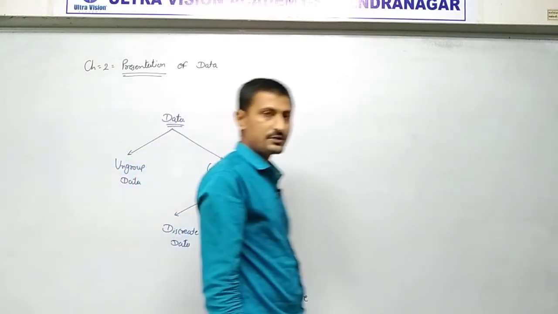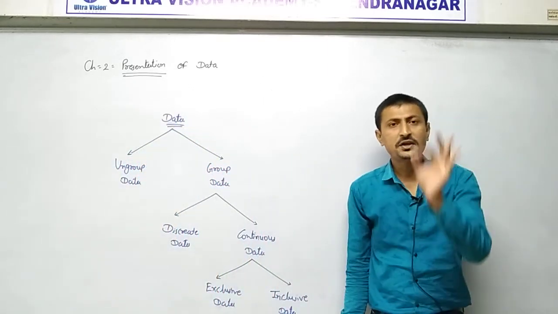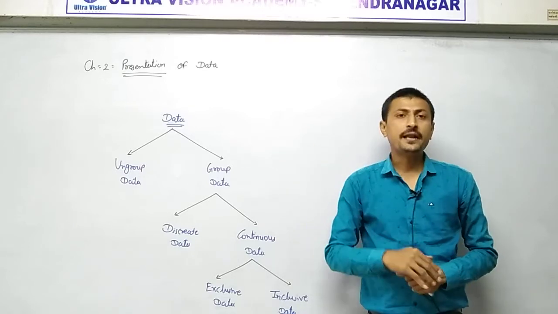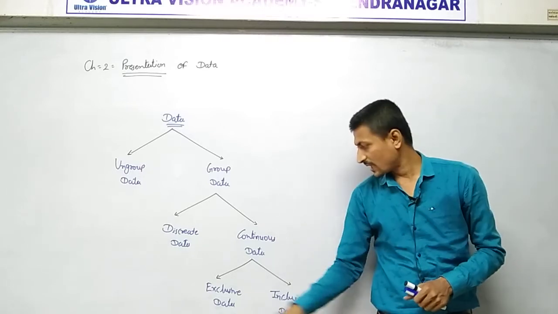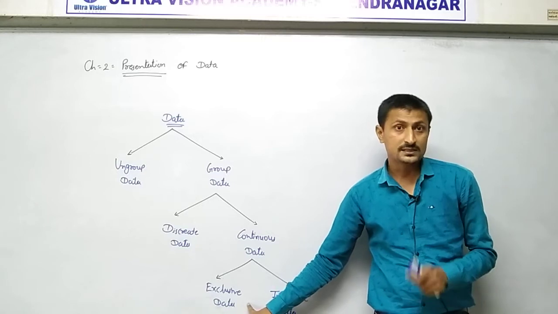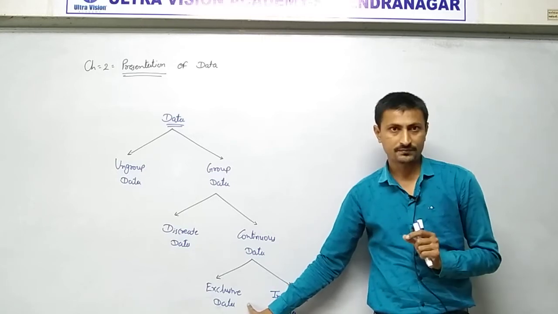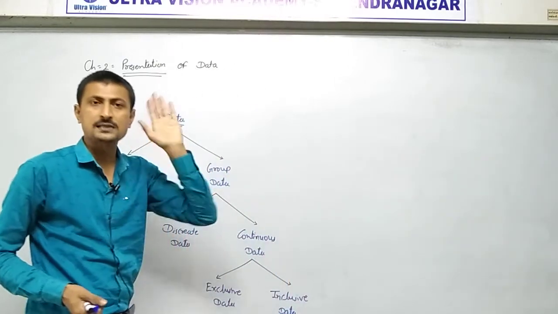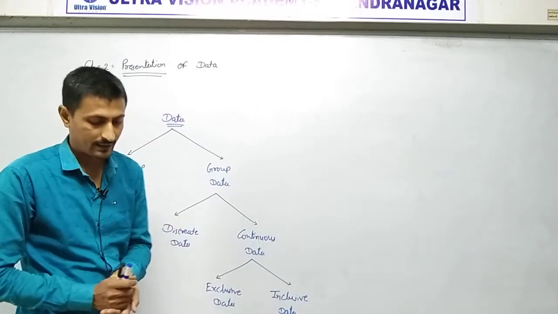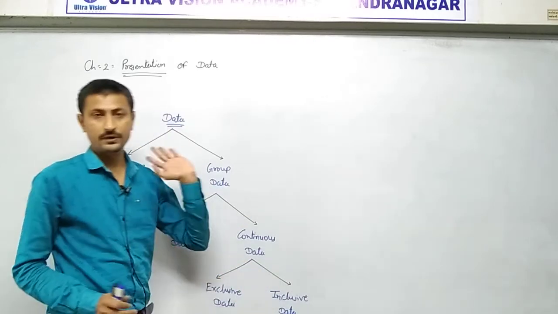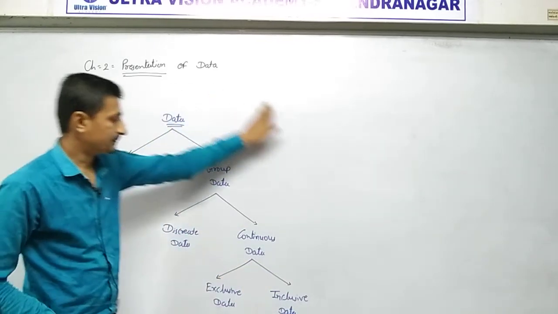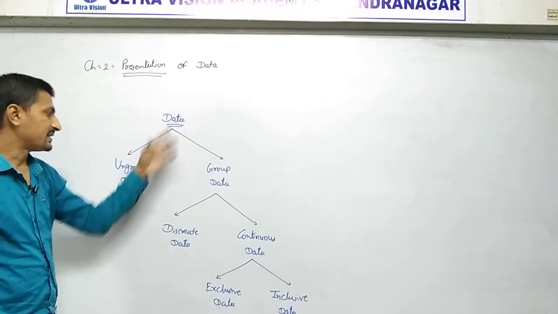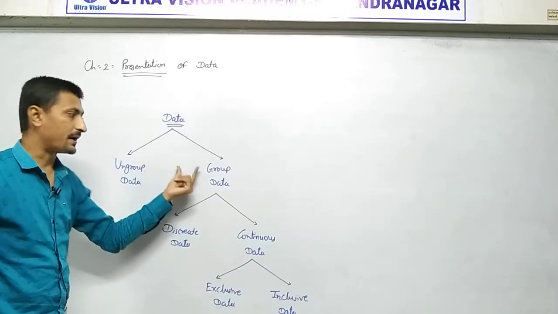Exclusive or inclusive? Exclusive data means that the upper limit of a class and the lower limit of the succeeding class are the same. It is called exclusive data. And if the upper limit of a class and the lower limit of the succeeding class are different, it is called inclusive data. So data is mainly of two types: ungrouped data and grouped data.